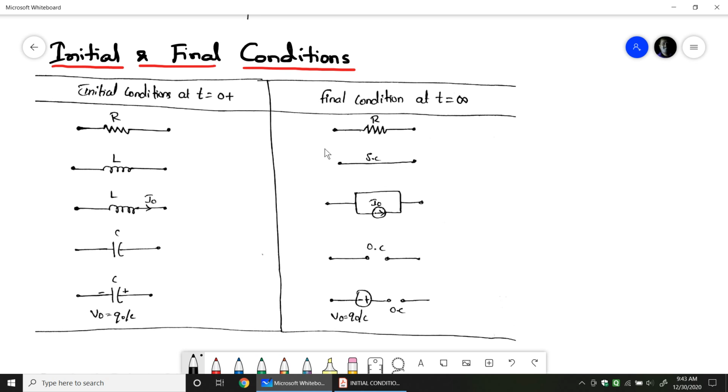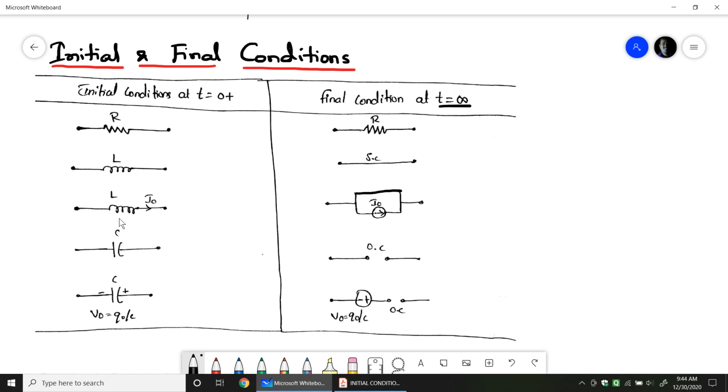It behaves as a short circuit. An inductor will behave as a short circuit at t equals infinity. Now if there is a current through an inductor L, then it behaves as a current source in parallel with the short circuit.